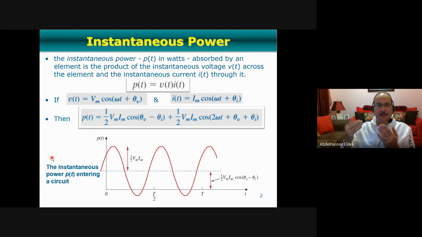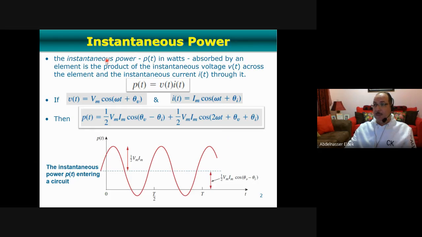And the word instantaneous here means that it is actually temporary. It is a function of time. Instantaneous, so it is a function of time. This is power as a function of time. Instantaneous power. So for example, if this is a power here, you see the power is changing with time. It has a certain average value here.